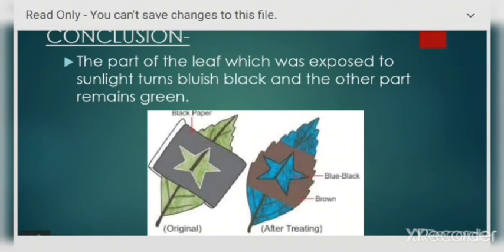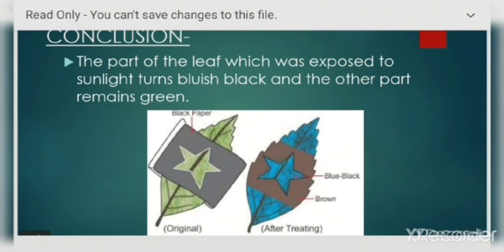First, boil the leaf in hot water, then in the methylated spirit, then keep it in a hot water bath and keep it in a petri dish. Keep the leaf in a petri dish and add the iodine drops. The part of the leaf which was exposed to the sunlight will become bluish black, showing the presence of starch, and the part of the leaf which was covered will not turn bluish black, and this indicates that the starch is absent in this area. So here we conclude that sunlight is very essential for photosynthesis.